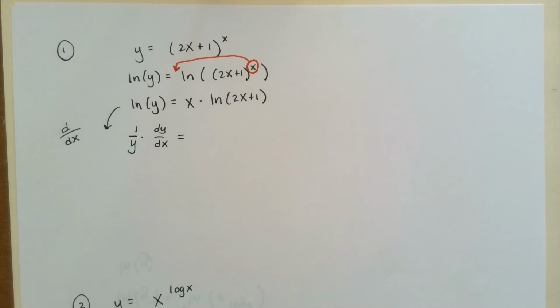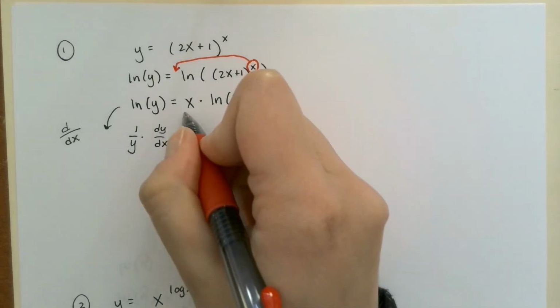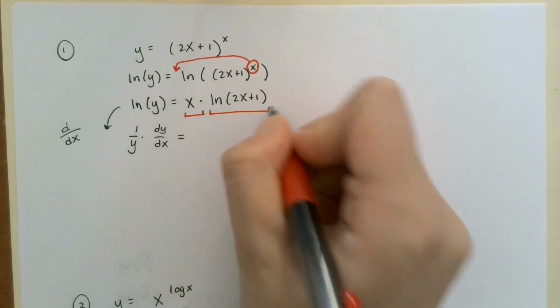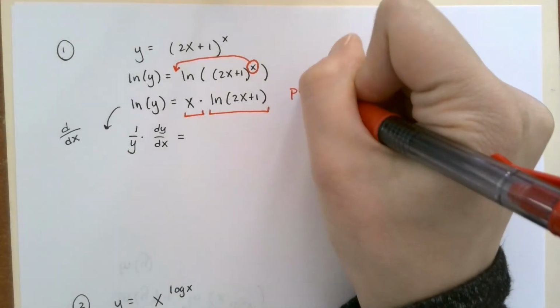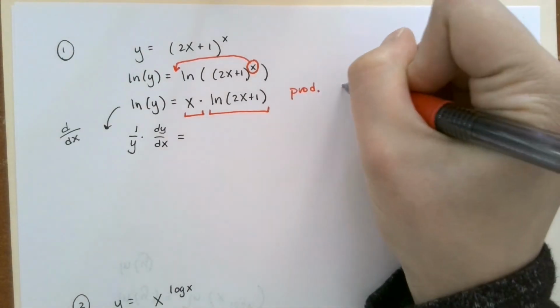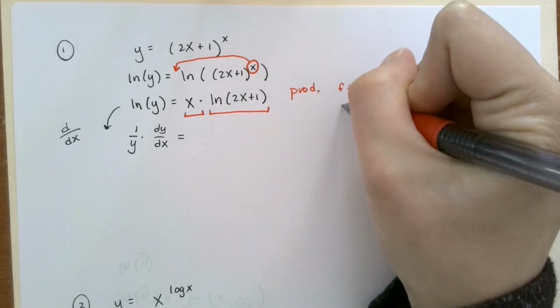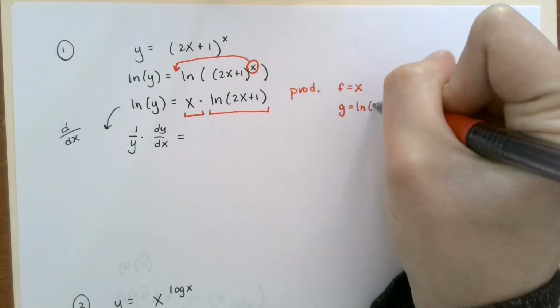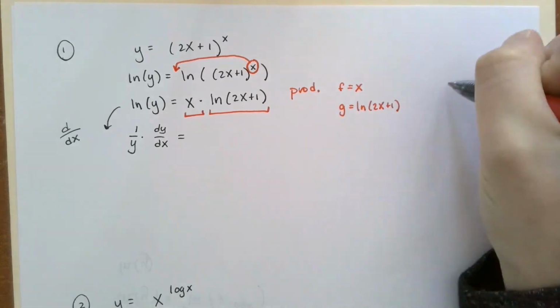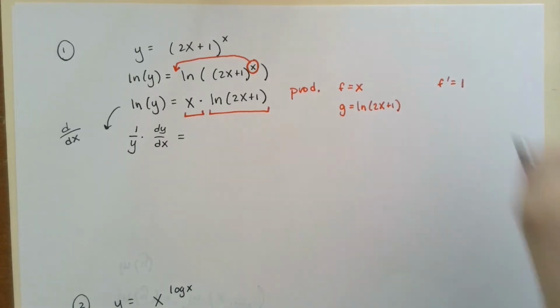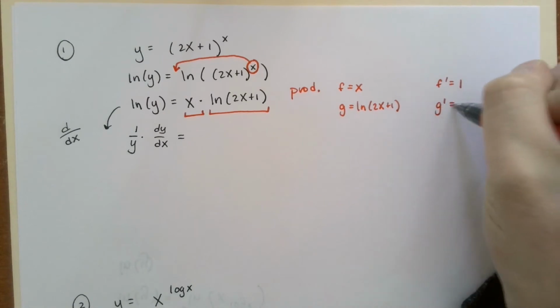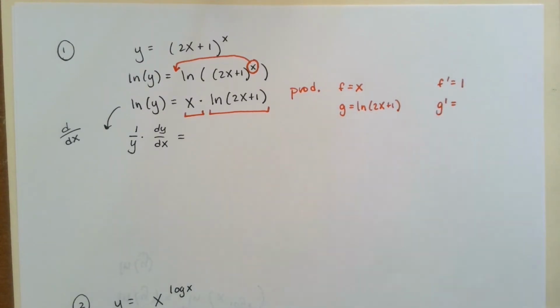And on the right-hand side, we have a product rule again. Because they're multiplied together, I can tell I'm going to need the product rule. So my f would be x, my g is the ln of 2x plus 1. F prime is 1, because that's the derivative of x. For g prime, we're actually going to need the chain rule.